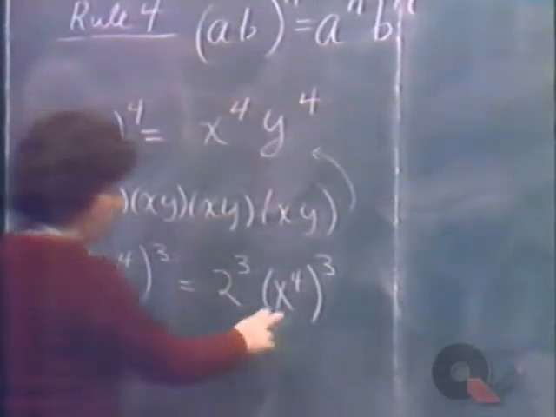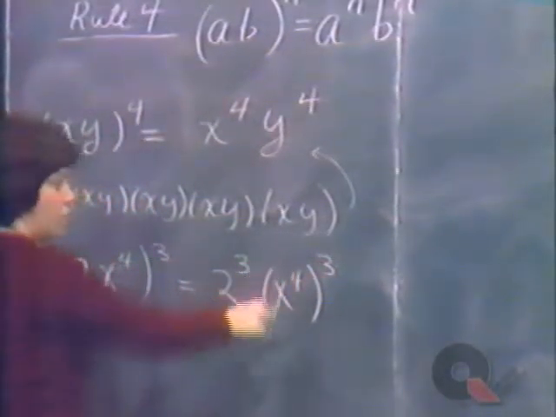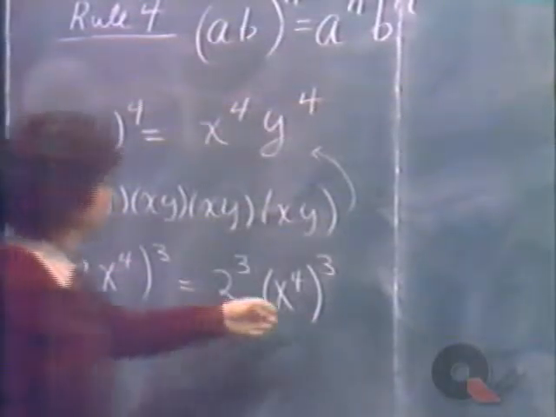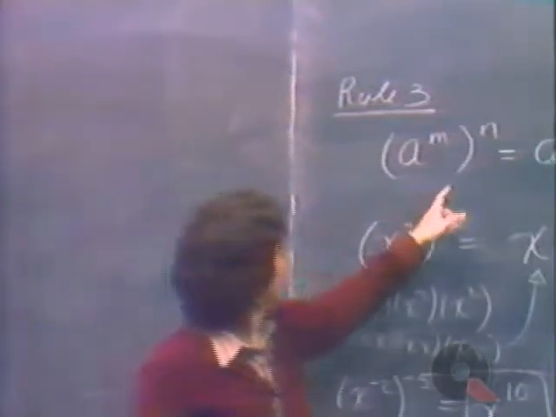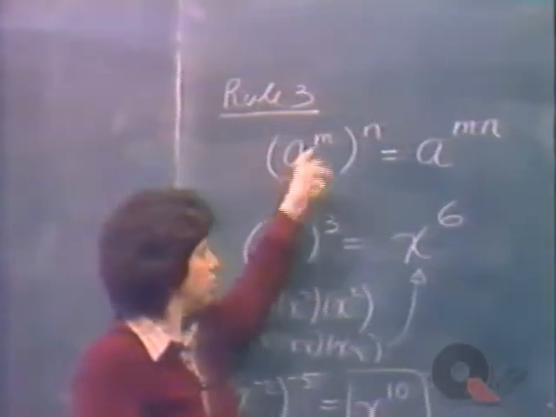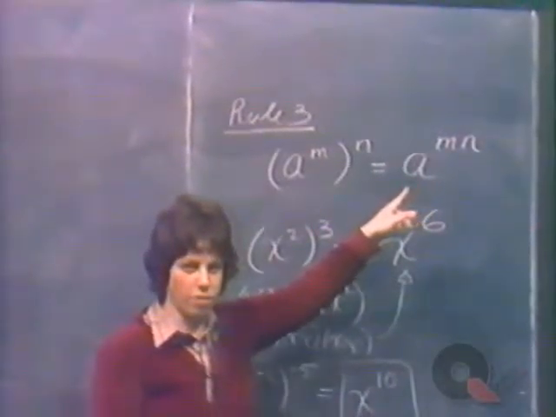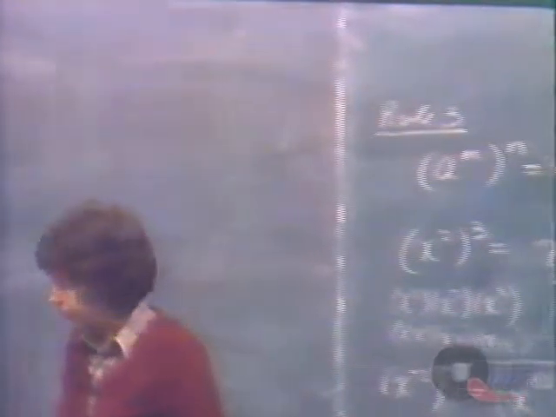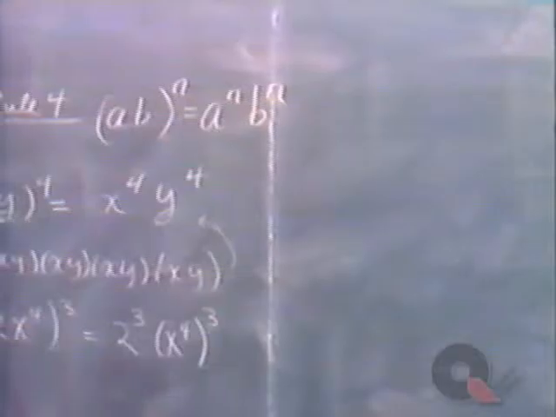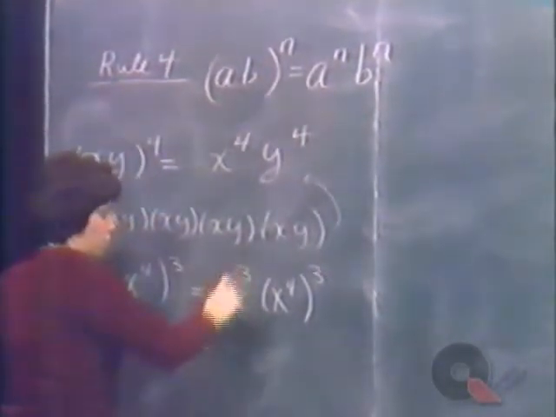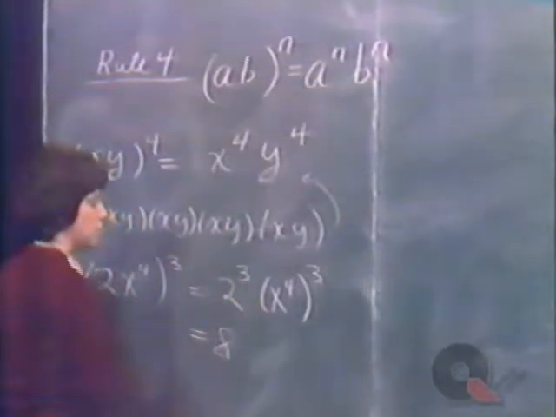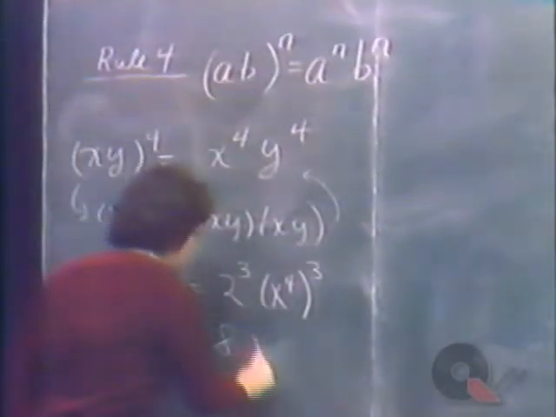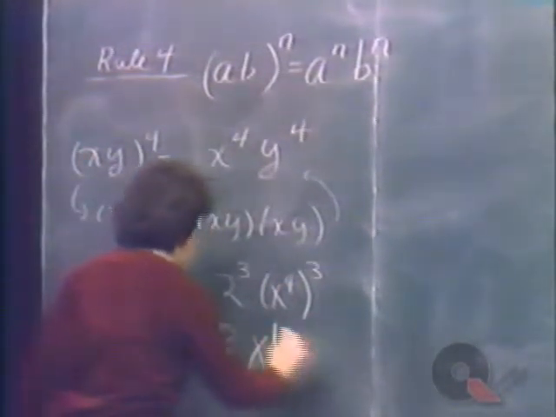Now, in evaluating b to the nth here, notice that we have an illustration of Rule 3. We have x to the 4th to the 3rd power. Just reminding you over here how Rule 3 worked. If you had the same base with the 2 powers, you multiplied the powers. Okay, so we have 2 cubed, that's just 2 times 2 times 2, or 8. And x to the 4th to the 3rd power is x to the 12th power.